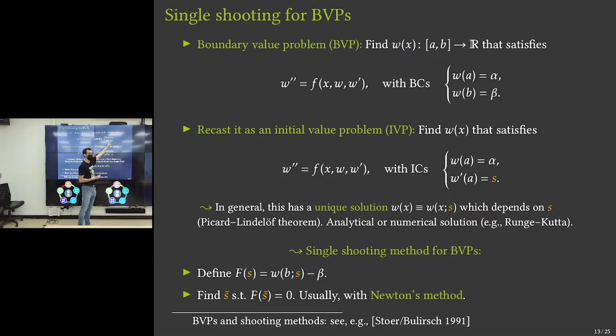We want to solve the boundary value problem, but we go through this because for this we have theory and numerical algorithms. So this problem, the initial value problem, in general has a unique solution which depends on this parameter S. You have a classical theorem that tells you, under some mild conditions, the existence and uniqueness of the solution, and this solution can be found either analytically, such as is the case for the Stiefel manifold.